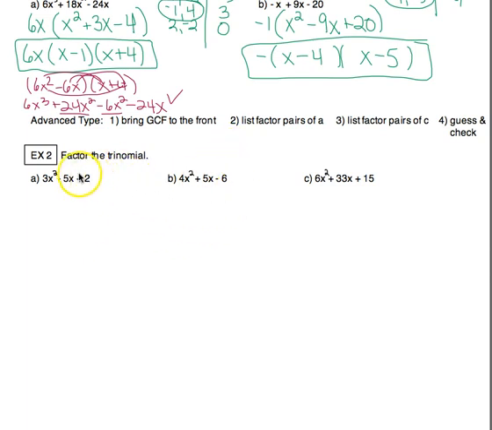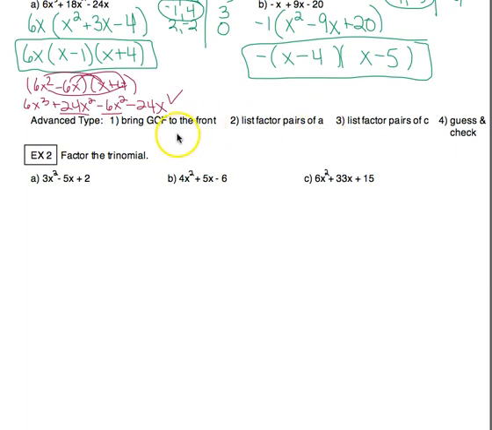All right, so looking here at example 2a, factoring this trinomial. So first, I always look for a GCF. They don't all have x's, so no variable GCF. 3, 5, 2 are all prime. So this one does not have a GCF, so that means I can skip straight to step 2, which is to list the factor pairs of my A.